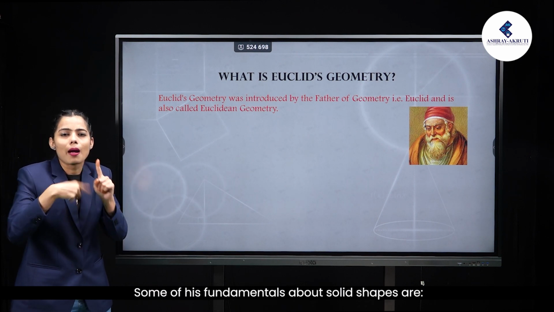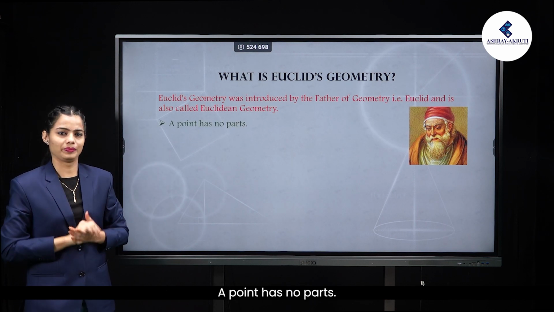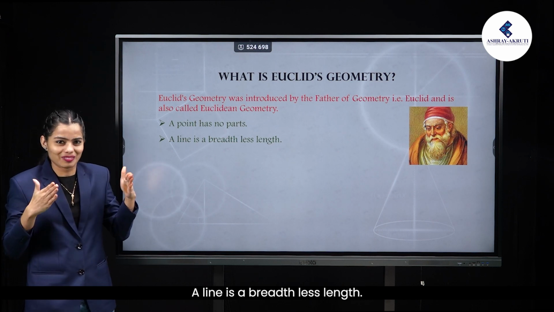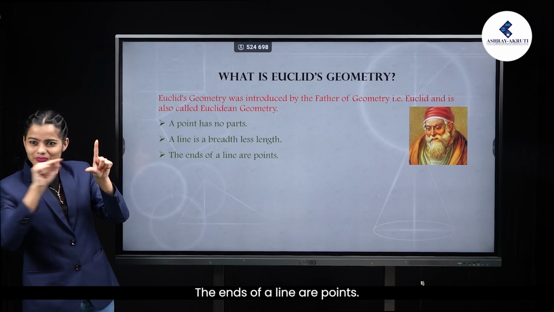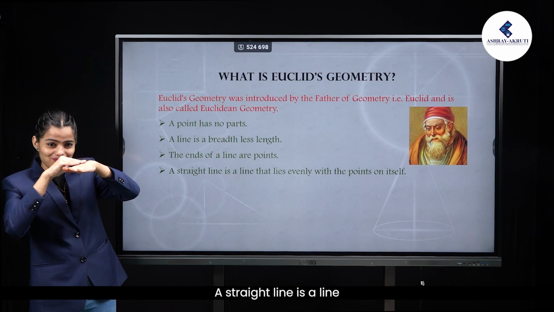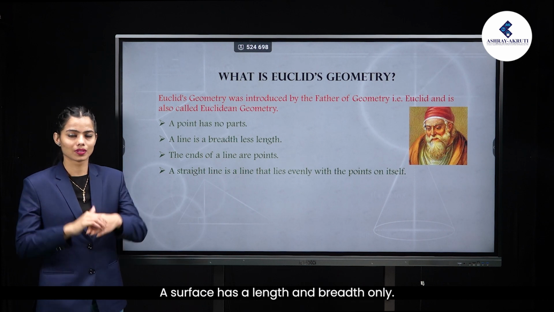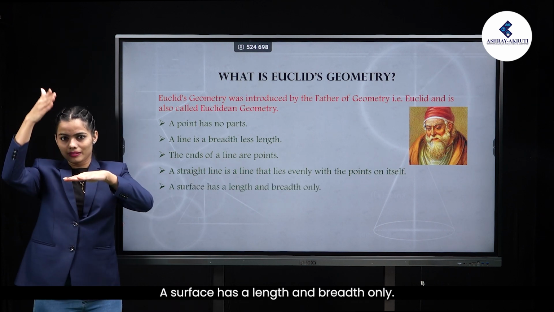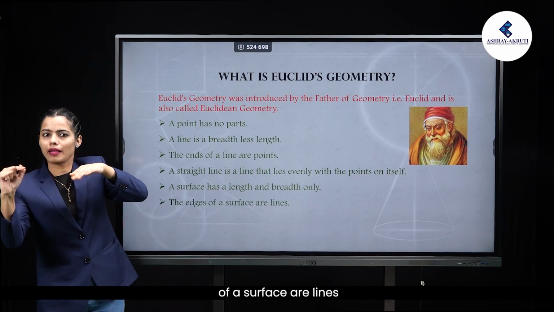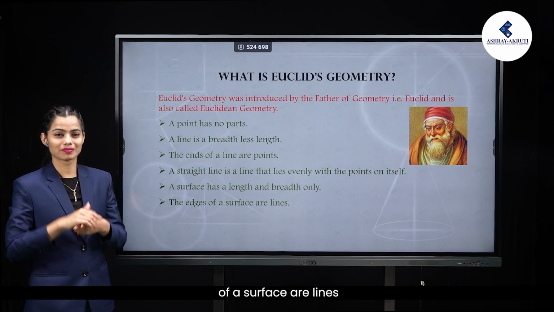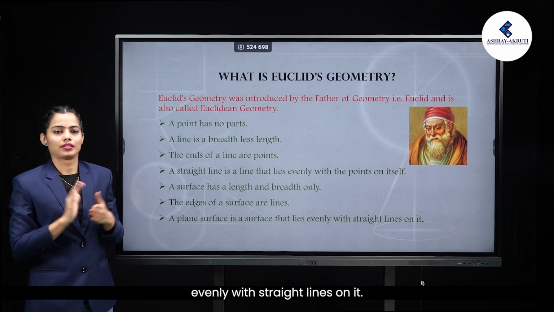Some of his fundamental definitions about solid shapes are: a point has no parts, a line is a breadthless length, the ends of a line are points, a straight line is a line that lies evenly with the points on itself, a surface has a length and breadth only, the edges of a surface are lines. A plane surface is a surface that lies evenly with the straight lines on it.